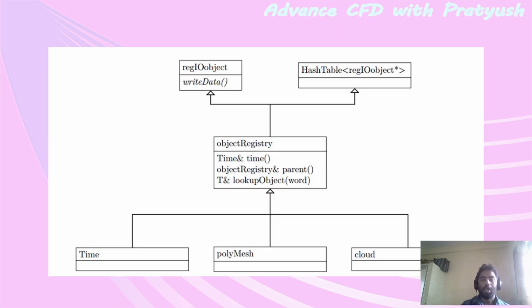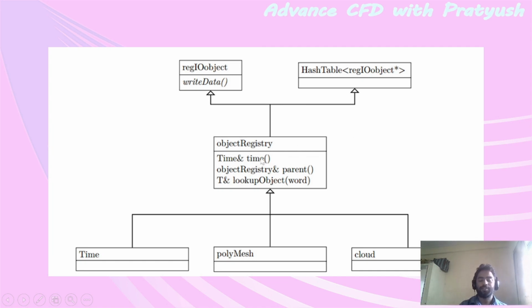Now this is the structure of the complete object registry. You can see that the object registry is derived from the registered IO object and the hash table, and here you can find the pointer of the registered IO object. I already explained that the object registry is a registered IO object, as well as being derived from a hash table of registered IO objects. So it will give one table of the registered IO objects, and it will give just an IO object. These two things have been derived in the object registry.